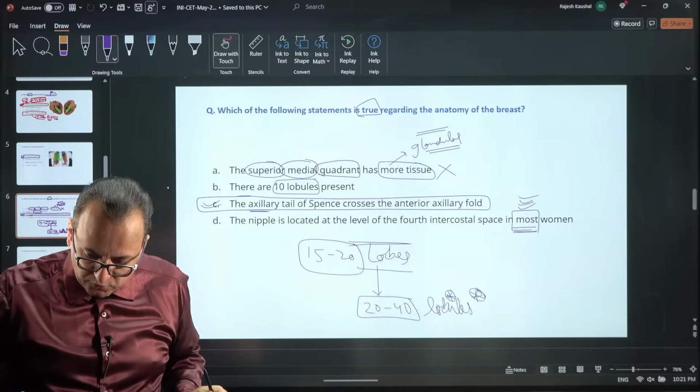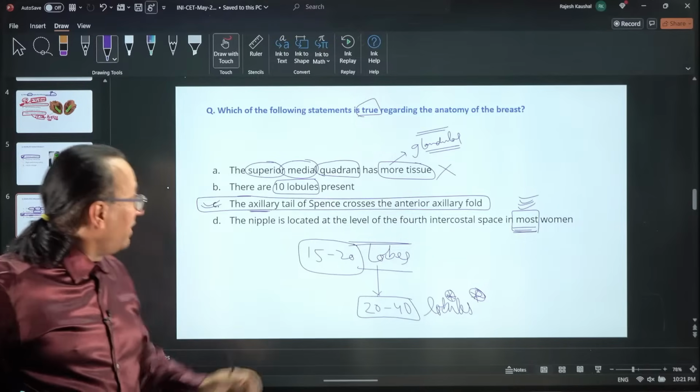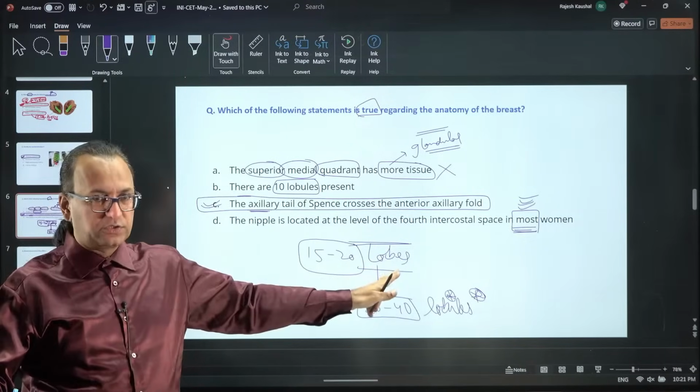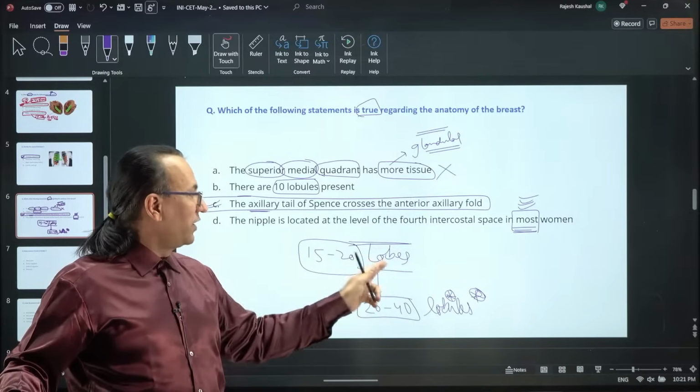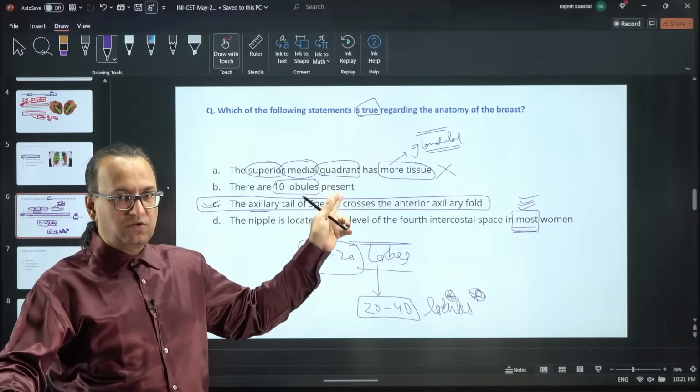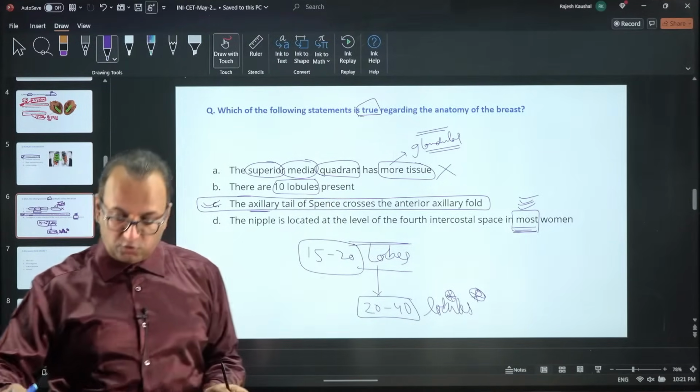They have given lobes, okay. If it is lobes, then 15 to 20 lobes, because I was wondering why lobules, when lobes should be there. So 10 is not a good number, you should increase it to 15 to 20 lobes.